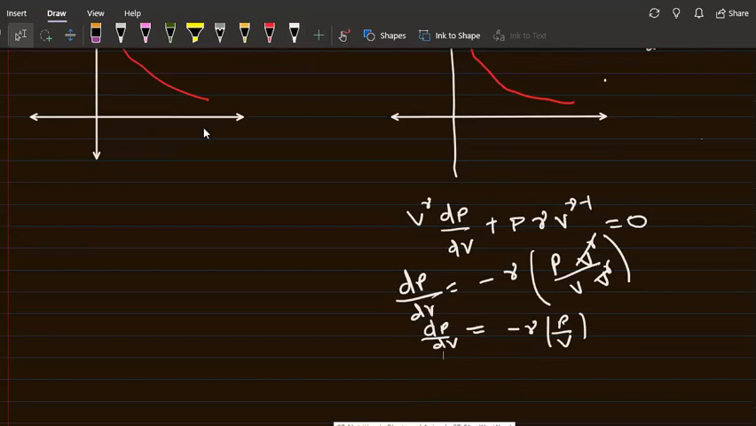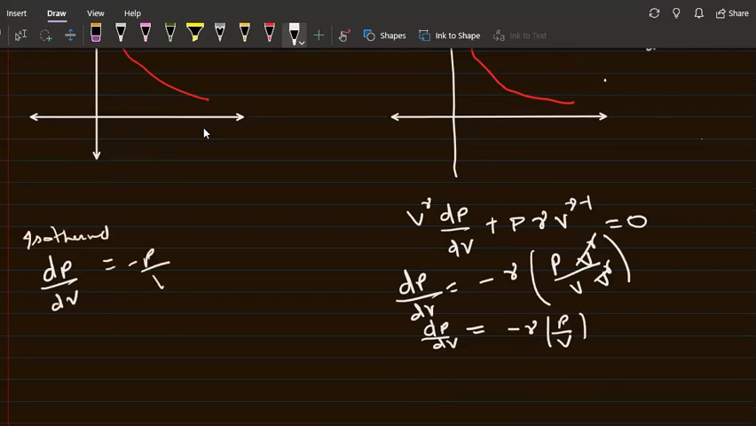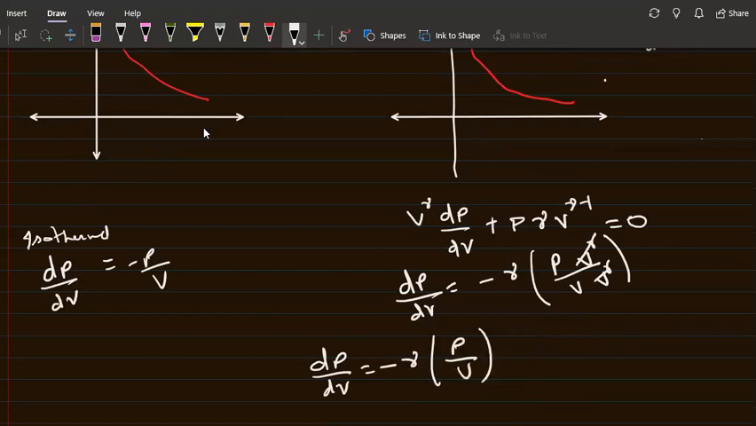We know that the slope, just think about this, slope for isothermal process, dP by dV for isothermal process is equal to minus P by V, and for adiabatic process, dP by dV is equal to minus gamma into P by V. Got it? Yes or no?